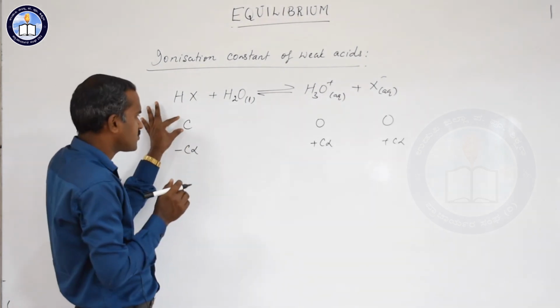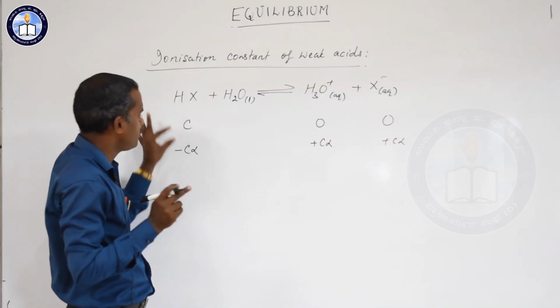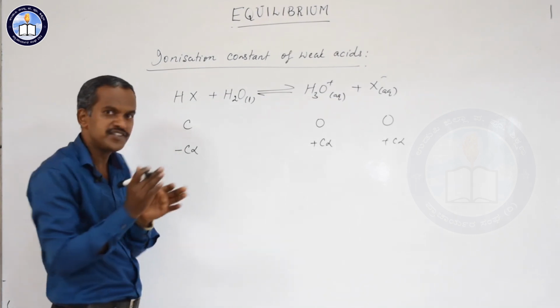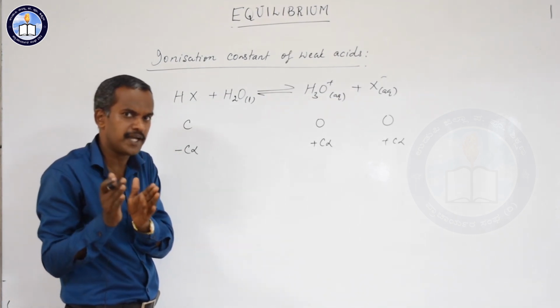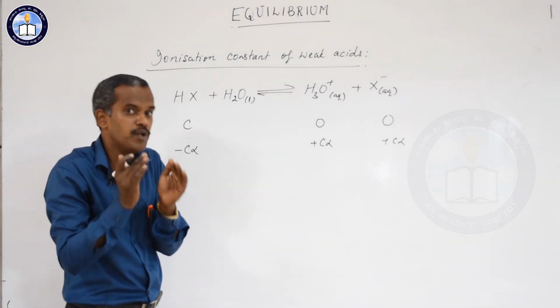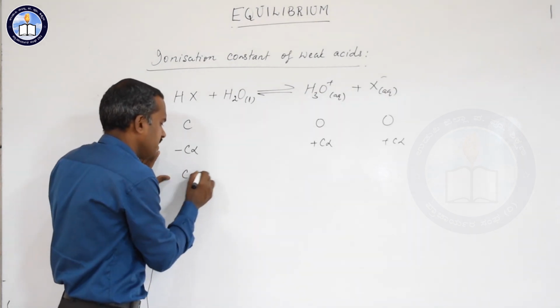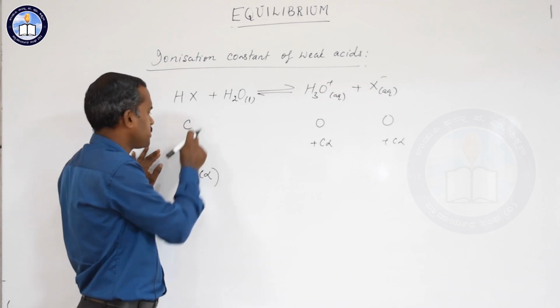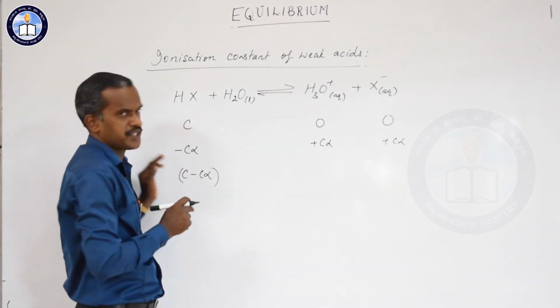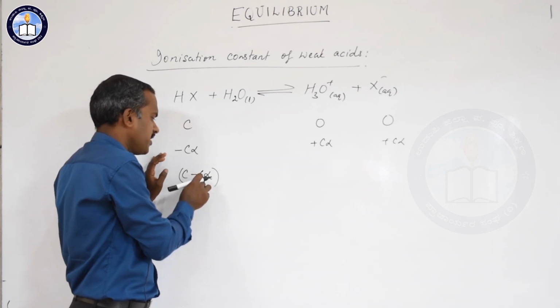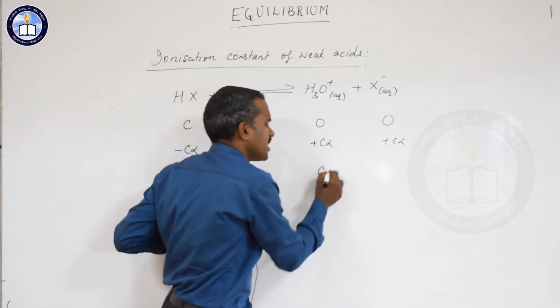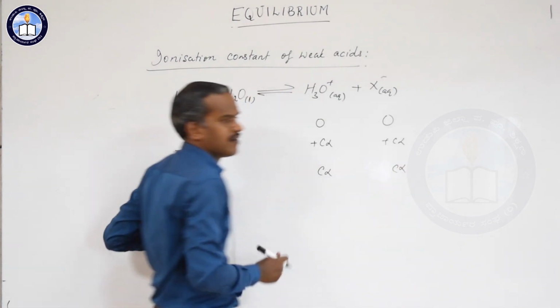So you are getting C is the initial concentration, C alpha is the extent of dissociation. Now the concentration after a particular time, or concentration at equilibrium, we express it as C minus C alpha. Got it? So C is the initial concentration, C alpha is the concentration after time T. So C minus C alpha is the concentration at equilibrium. So this will remain C alpha, and this also remains C alpha.